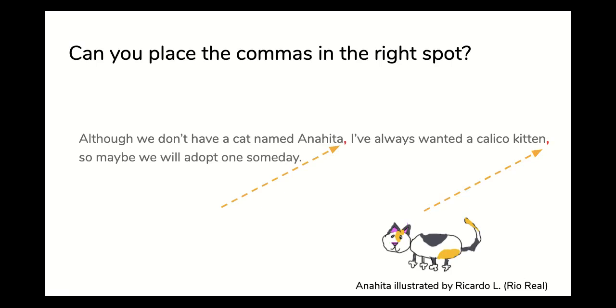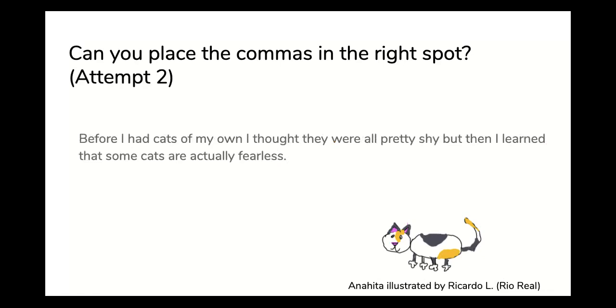Okay, so if you got it right, you would have pointed to these two spots. And you can kind of hear it when I read the sentence. Although we don't have a cat named Anahita, I've always wanted a calico kitten, so maybe we'll adopt one someday. So you can kind of hear where it's supposed to pause. The rule is it goes right in front of the independent part of this sentence, and including right in front of that conjunction right there. That's a conjunction.